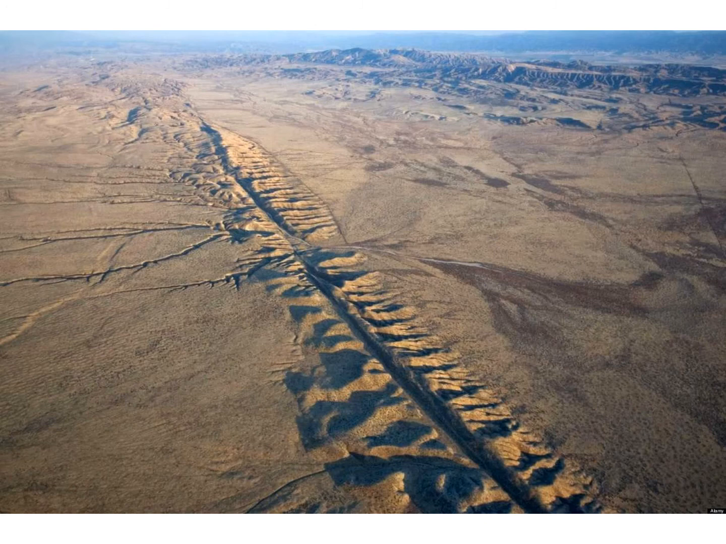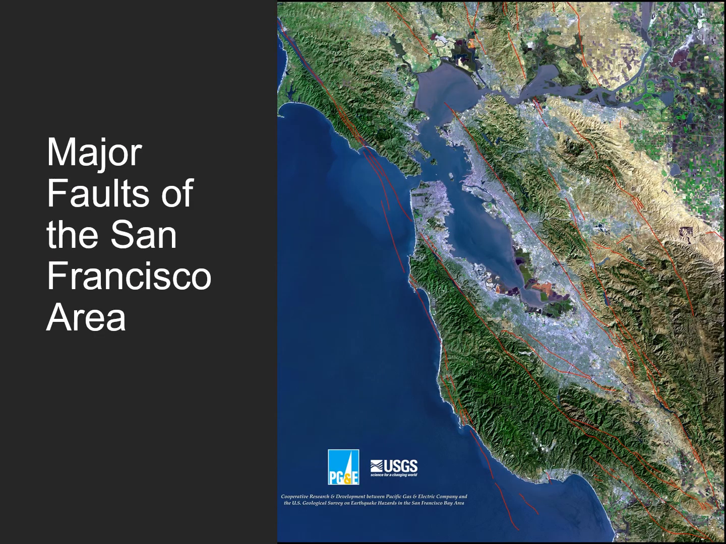And here we're looking at the San Andreas Fault itself. And again, this is the fault right here. This is the plate boundary between North America and the Pacific Plate. And so we have the two plates moving like that relative to each other. Now, the San Andreas is the plate boundary, but it's not the only fault in the region.